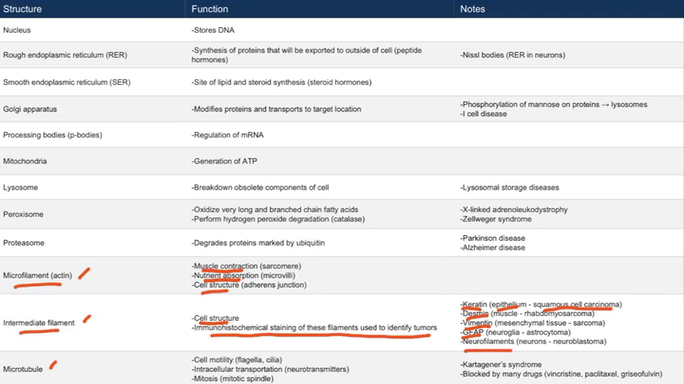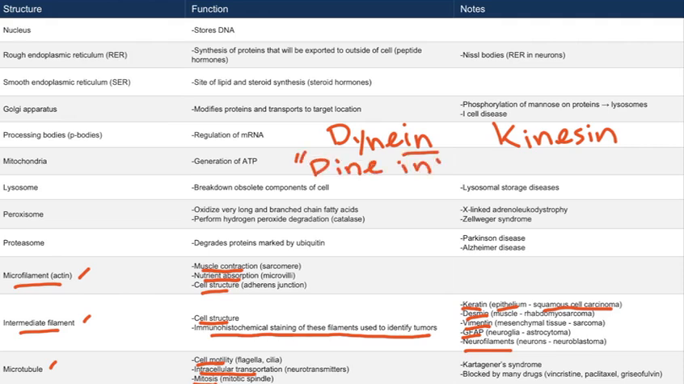Microtubules are composed of alpha and beta tubulin polymers. These are important for cell motility, intracellular transportation, and mitosis. Molecules known as molecular motor proteins can transport cellular cargo on microtubule tracks throughout the cell. Dynein and kinesin are examples of these. Dynein proteins move cargo in toward the nucleus of the cell. So dynein dynes in. Kinesin proteins move cargo out away from the nucleus of the cell.